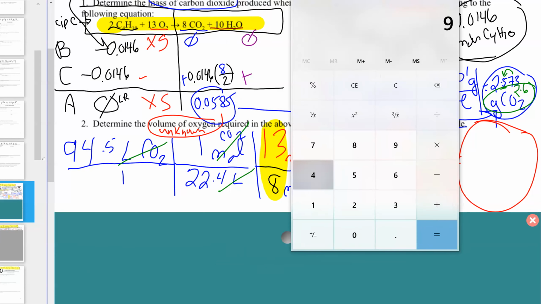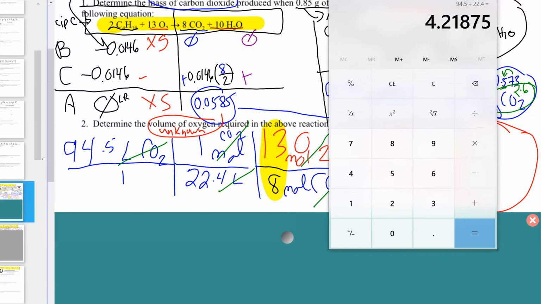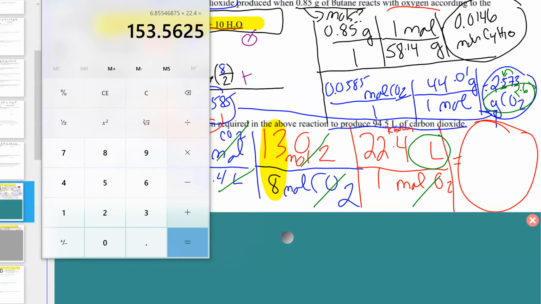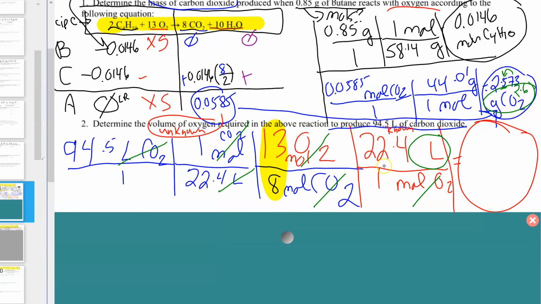So we've got 94.5 divide by 22.4. Okay. Now we need to do times 13 divide by 8. Now we're taking all the numerators, divide by all the denominators. So we got a 13 over 8 term. And now times 22.4. That's going to give us 153.5625. But how many sig figs do we want? We want 3.